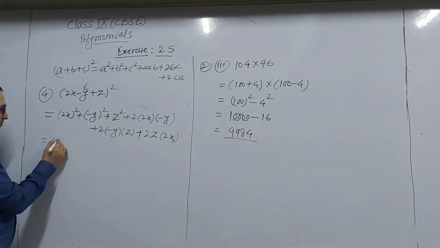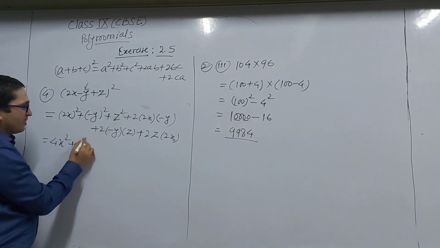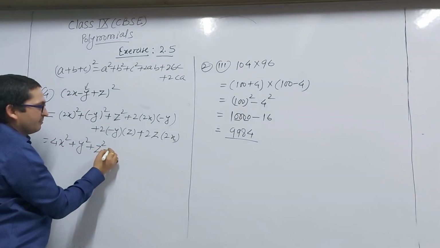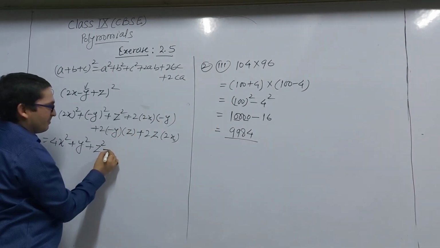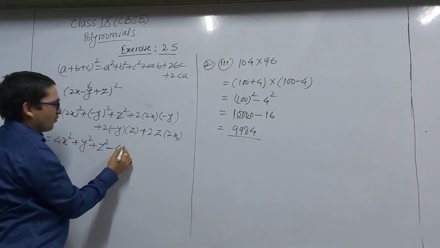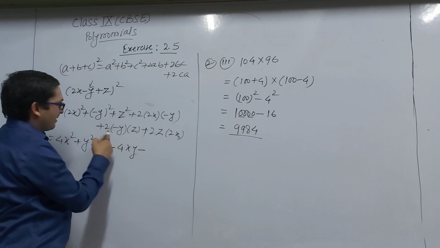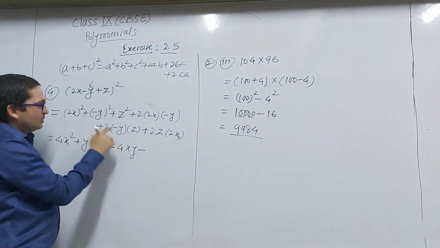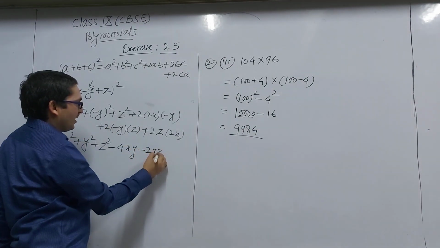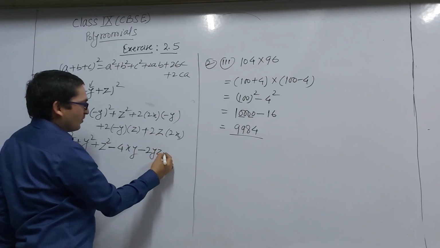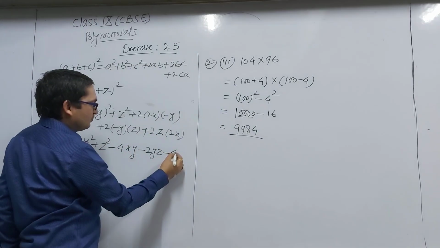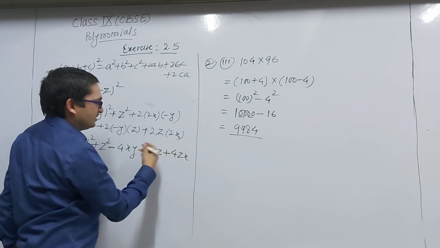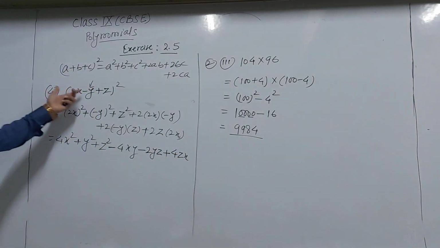Now open it. 4x square plus y square plus z square, then minus multiplied by plus is minus, so minus 4xy. This is also minus multiplied with plus, minus 2yz, and then plus 4zx. So this is the answer. You can apply (a plus b plus c) whole square.